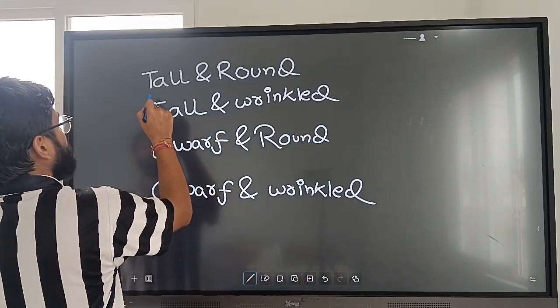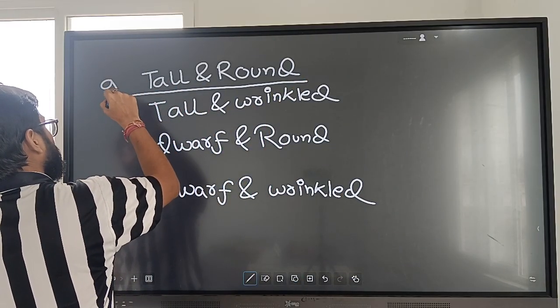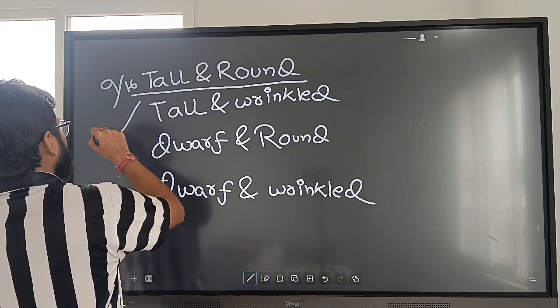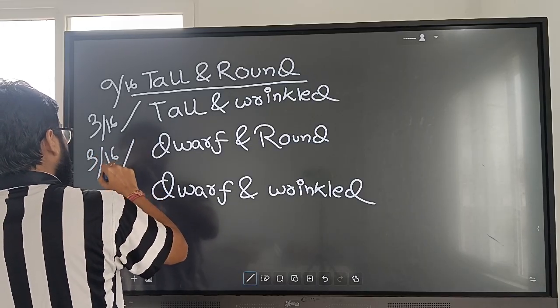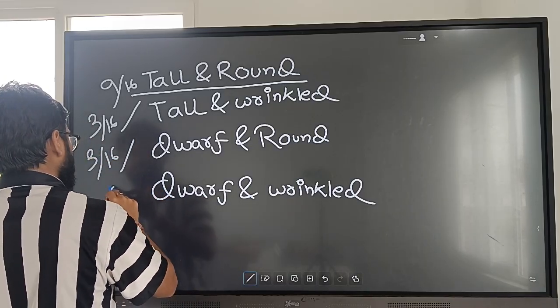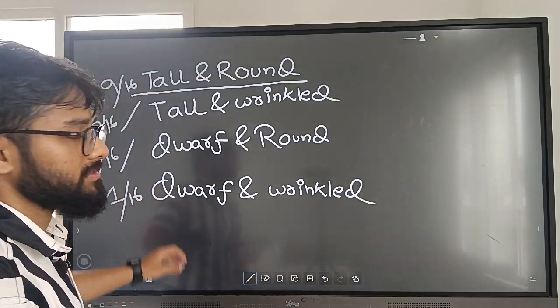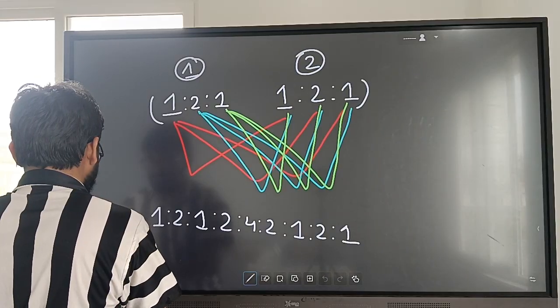Okay, the highest percentage that you will get is of tall and round, which is 9 out of 16. The rest you will get as 3 out of 16. But in dwarf and wrinkled you get only 1 out of 16, making it a complete set. Okay, I can show it to you mathematically as well.